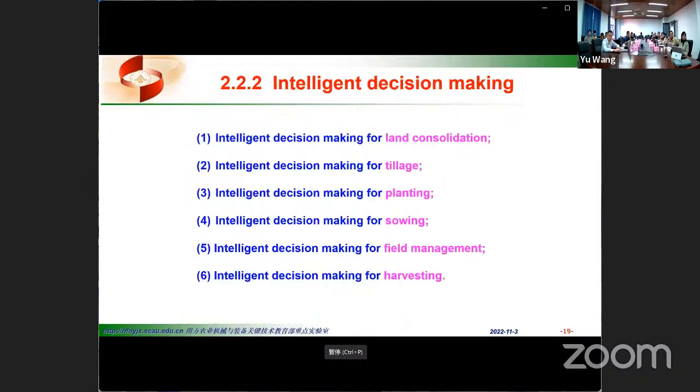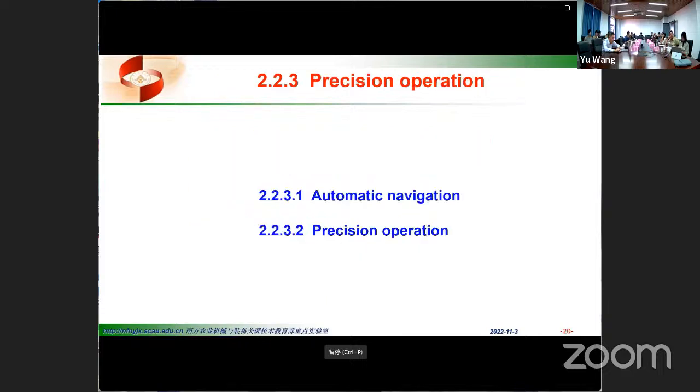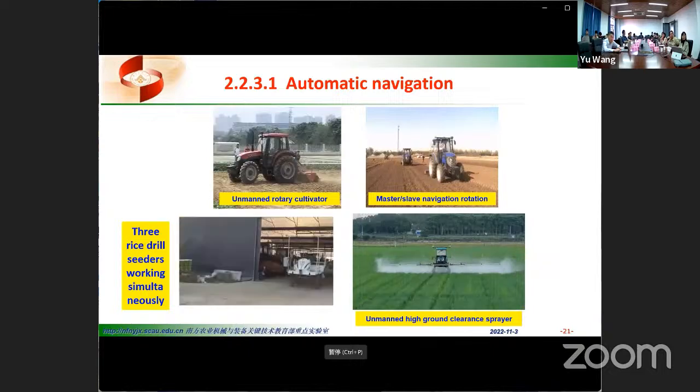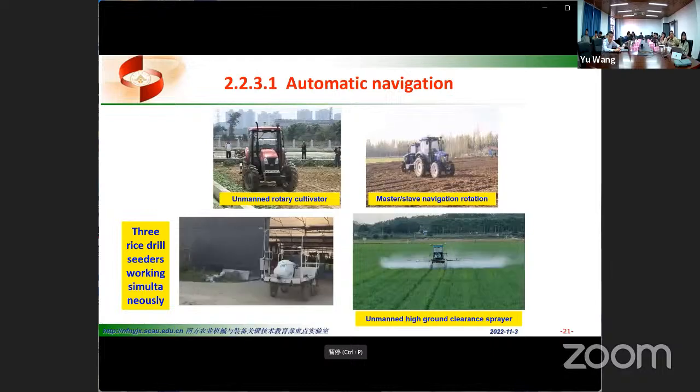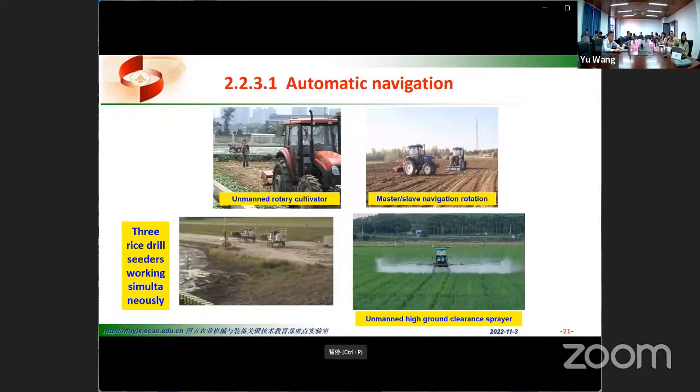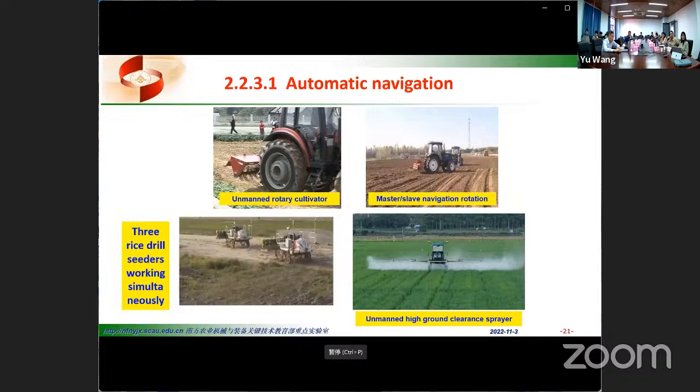Intelligent decision making includes land consolidation, tillage, planting, sowing, field management, and harvesting. Precision operation include automatic navigation and precision operation. Here are some automatic navigation machines developed by South China Agricultural University, such as unmanned rotary cultivator, multi-machine navigation rotary cultivator, 3 unmanned rice seeders working simultaneously, high ground clearance sprayer, and so on.